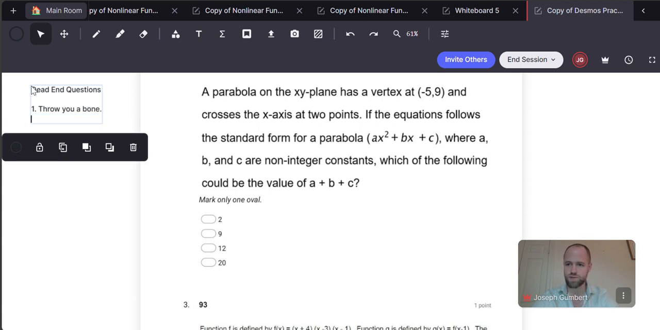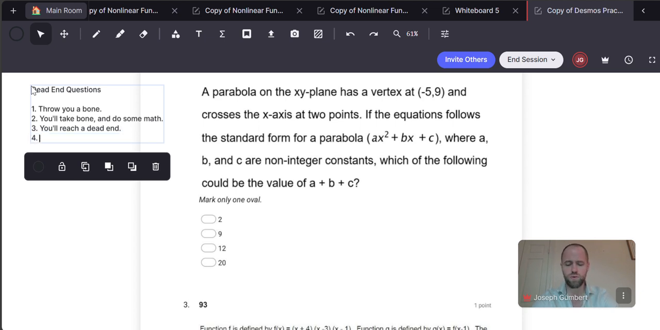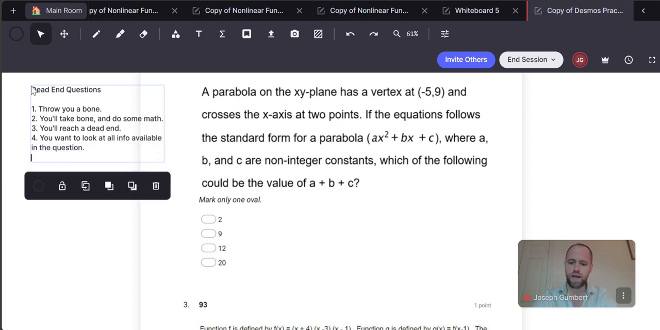In this case, they gave us the vertex, which we'll talk about in just a second. You'll take that bone and do some math, and then you'll reach a dead end. It's here that most people are going to give up and just be like, I have no idea where to go or what to do after this. So from there, you want to look at all the information available. And then after that, you'll eliminate answer choices based on the information.